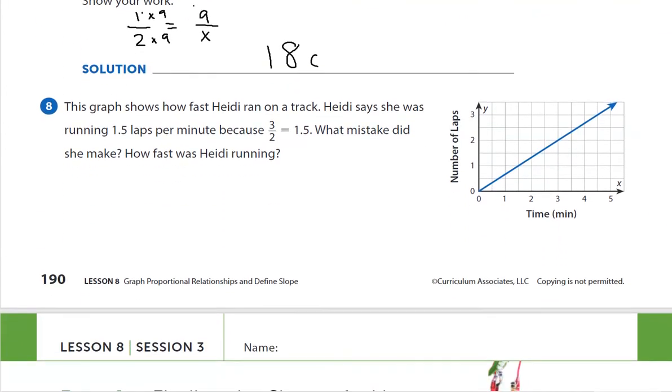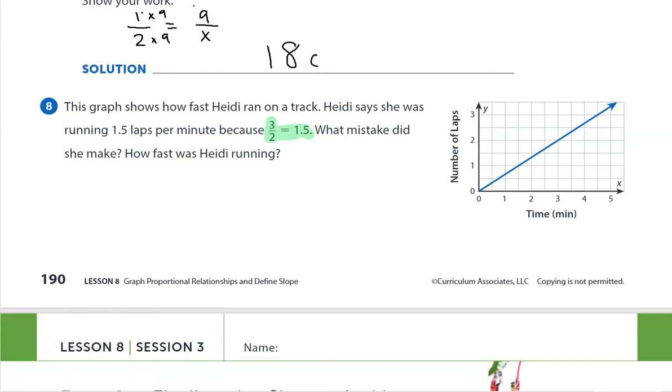Okay, last problem together and then you're on your green pages. This graph shows how fast Heidi ran on a track. Heidi says she was running 1.5 laps per minute because 3 halves is 1.5. What mistake did she make? How fast was she running? Okay, well this is correct. 3 over 2 is 1.5. That is correct. So she must have made a mistake somewhere else.